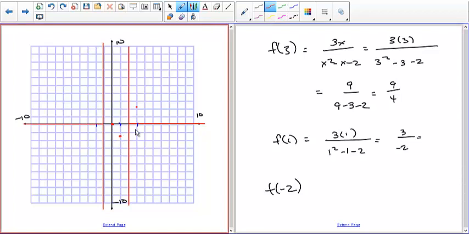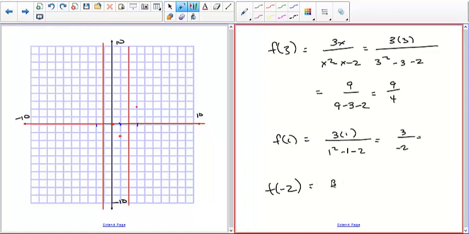And then we can do f of -2. So we get 3 times -2 over -2 squared minus -2 minus 2. So plugging in -2 for x, in the numerator I get -6. Here I'll get 4.